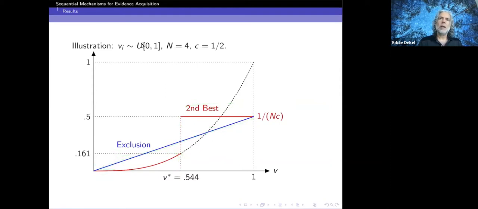But since this exclusion method has the same overall probabilities of allocating, this is a mean preserving spread of this, which is a good thing. I'm going to say that in a different terminology later, but this is the picture which captures that idea. We gain at the upper end, we lose at the lower end. This is good for us on average.